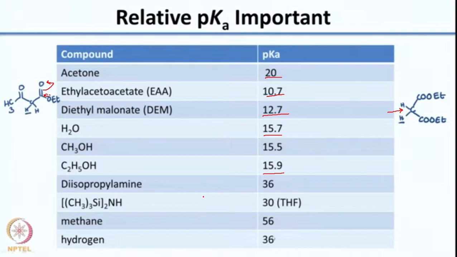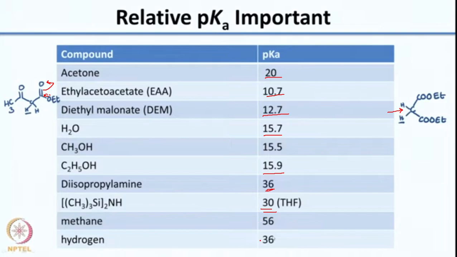Now diisopropylamine is giving a very high value, that is 36, meaning it is showing a basic property. All of you know that amines are basic, so that's why it is giving a high pKa value. In this case also nitrogen, ammonia, is present, so it is giving a basic value only, a higher pK value.